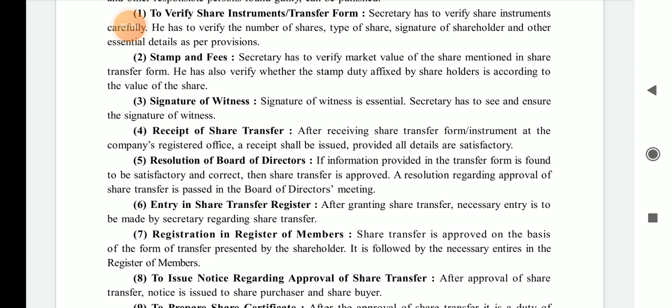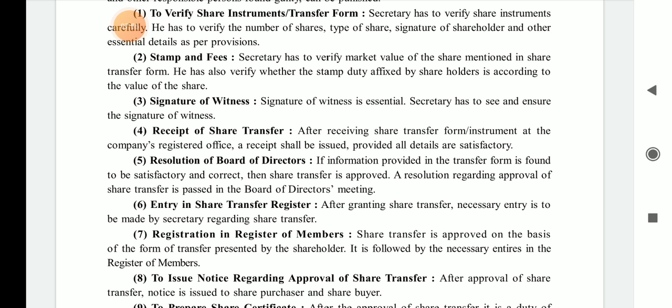A resolution regarding the approval of share transfer is passed in the board of directors meeting. See, the resolution should be passed in the board of directors meeting. If the resolution is not passed, at that time the company cannot go for the further procedure.